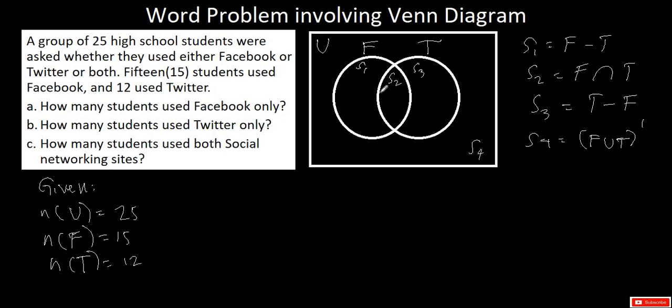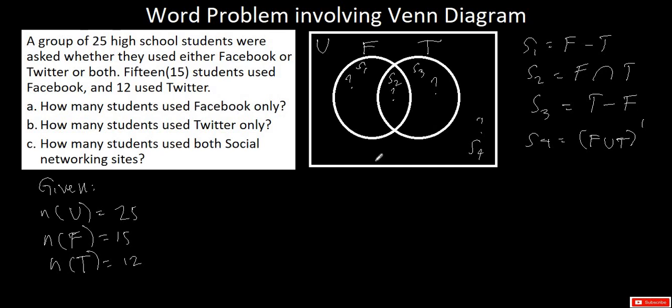Okay, so let's try populating now our Venn diagram based on the given. So we have the cardinality of the universal set is 25, meaning if we sum up all the cardinalities of the four regions S sub 1, S sub 2, S sub 3, and S sub 4, the sum is equal to 25. And then we have set F 15, meaning if we add S sub 1 and S sub 2, the answer is 15. Okay, and then we have set T is equal to 12, meaning if we add the cardinality of S sub 2 and S sub 3, the answer is 12. Okay, so in this case, all the four regions are yet unknown. We still have to compute the cardinalities of these four regions.